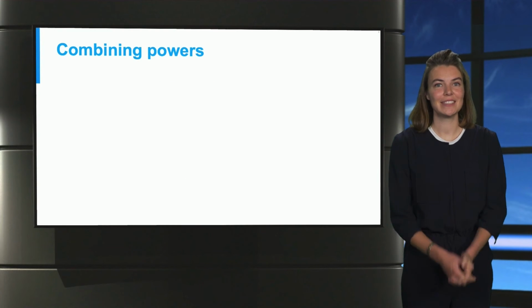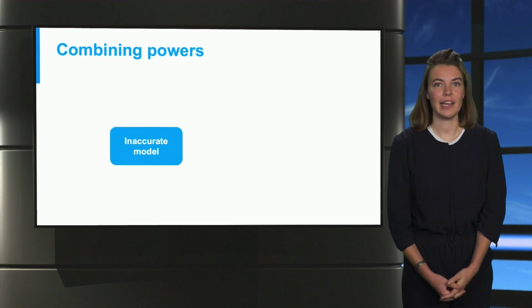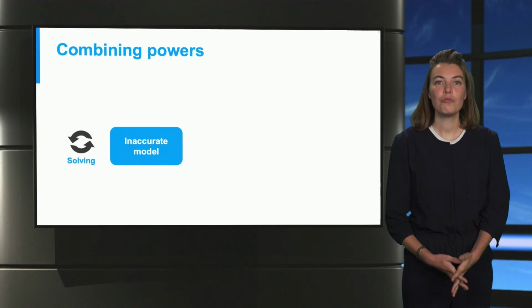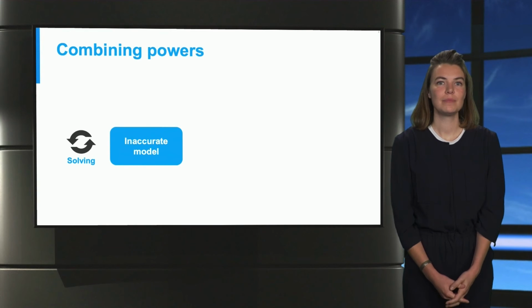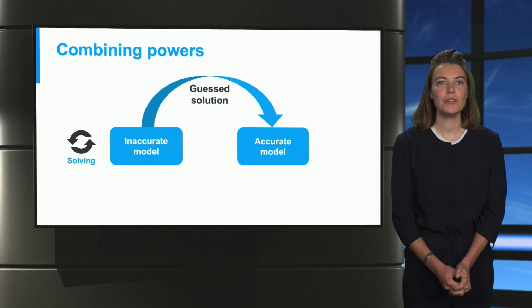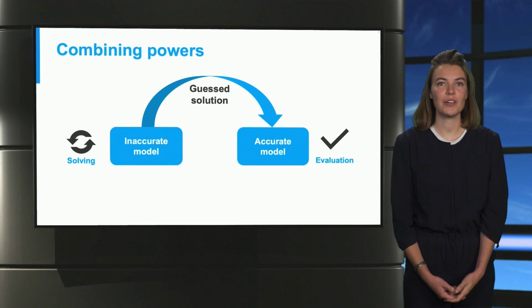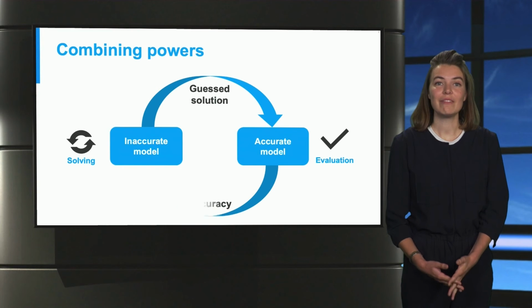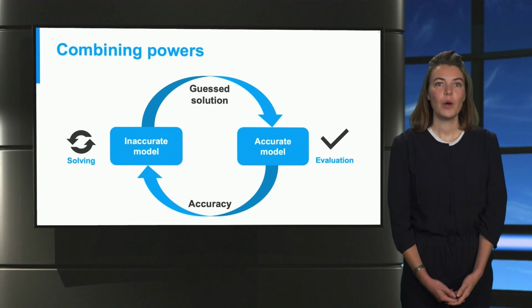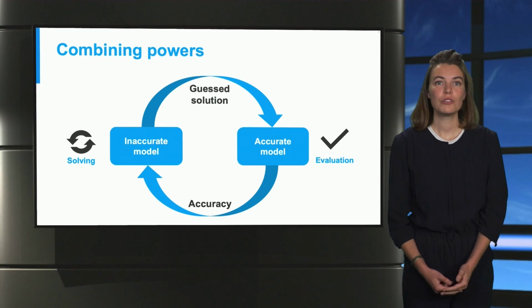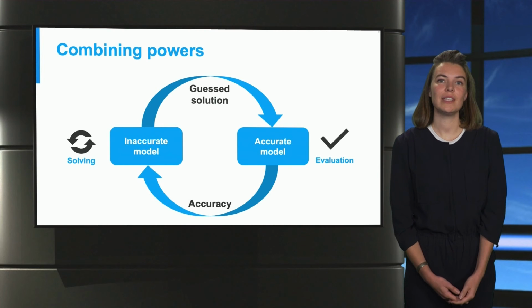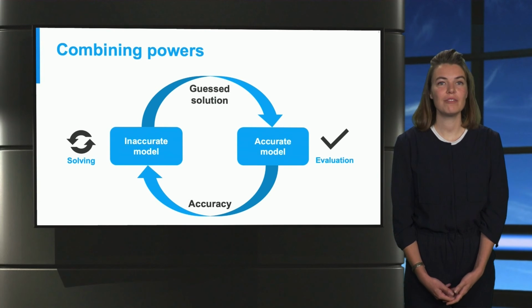The answer is yes. We start with the inaccurate model. First of all, we solve that model. Then we use that solution as the starting solution of the accurate model. Afterwards, we check if that solution is accurate enough. If not, we can reiterate. We go back to the inaccurate model, solve it again, plug it into the accurate model, etc. If the solution is good enough, we can stop.